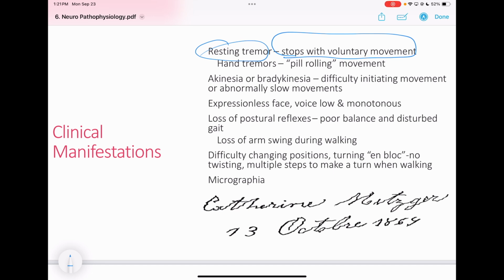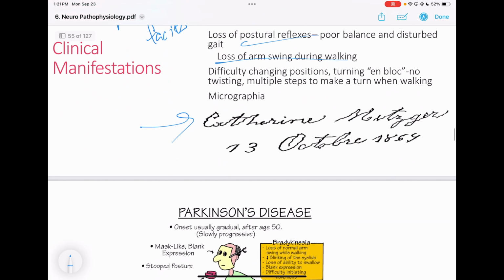Expressionless face, it's also known clinically as masked faces. They just have no emotion on their face at all. Loss of postural reflexes, poor balance, disturbed gait. Again, loss of arm swing during walking. Turning en bloc, that's that shuffling when they turn around. They can't just walk into a corner, turn around and walk. Micrographia, they start writing very, very small as well. So that's changes with Parkinson's.